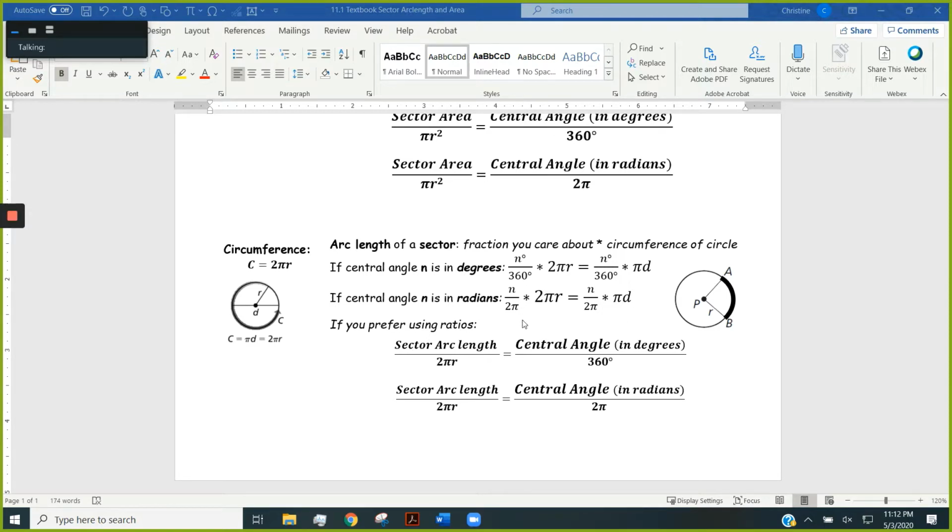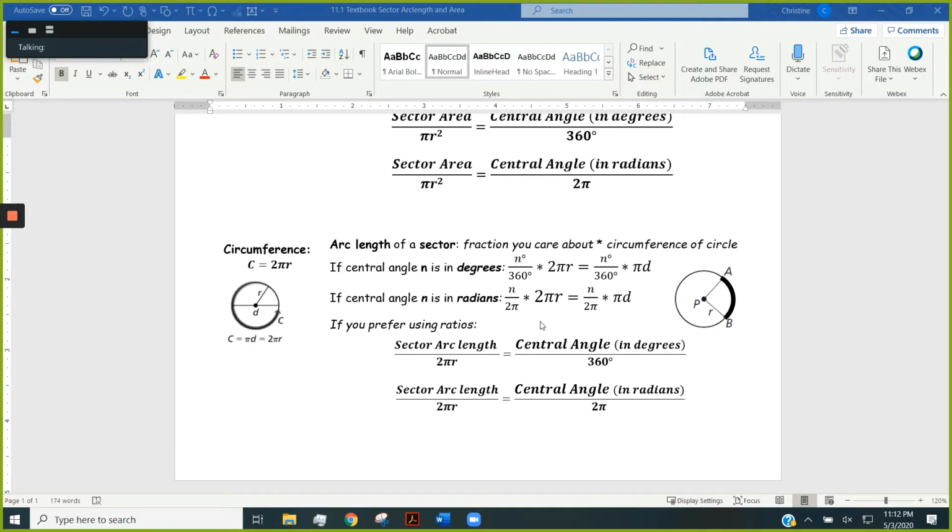If I'm using radians, n over 2 pi times 2 pi r. And if we simplify that, you can think of it as n over 2 pi times pi diameter. And you could also cancel out the 2 pi's if you like, and think about it as n times r. All those equations are equivalent just by manipulating the variables.